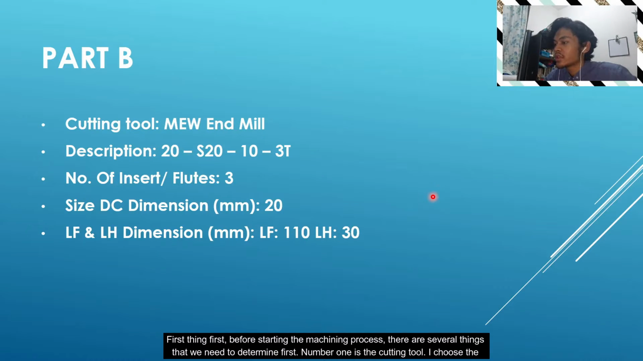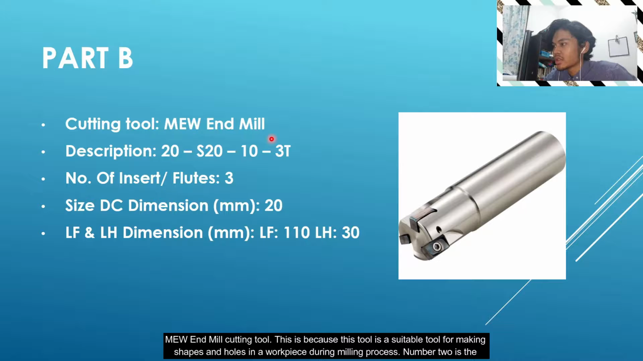So first things first, before we start the machining process, there are several things that we need to determine first. Number 1 is the cutting tool. The cutting tool that I choose is the end mill. This is because this tool is suitable for making shapes and holes in a workpiece during the milling process.